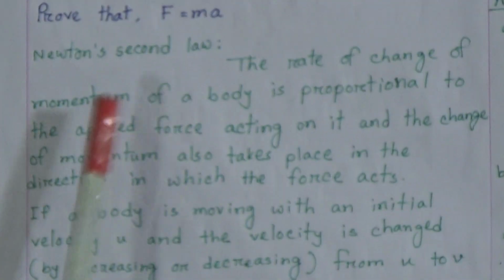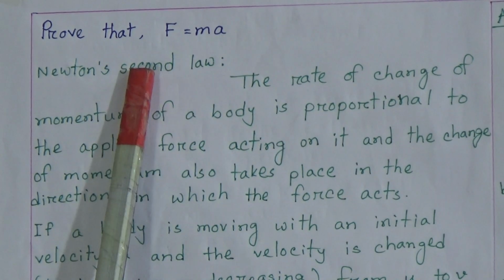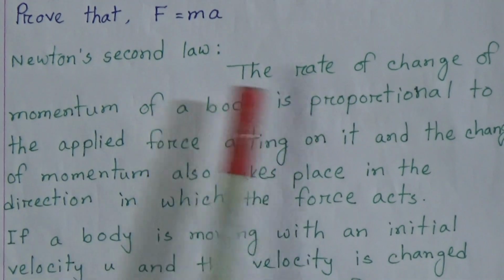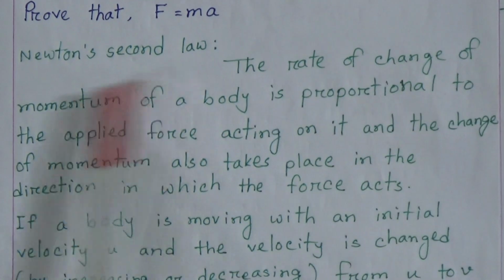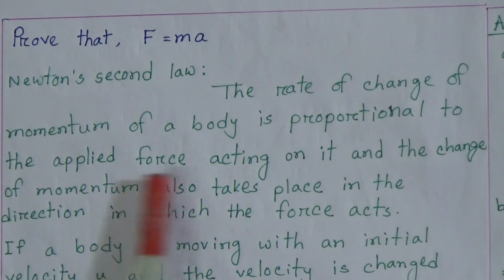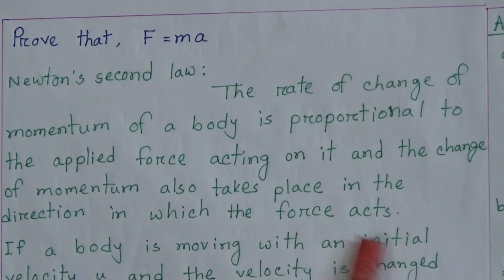Chapter 3, Force. Today we will prove that F equals ma from Newton's second law. At first, Newton's second law: the rate of change of momentum of a body is proportional to the applied force acting on it, and the change of momentum also takes place in the direction in which the force acts.